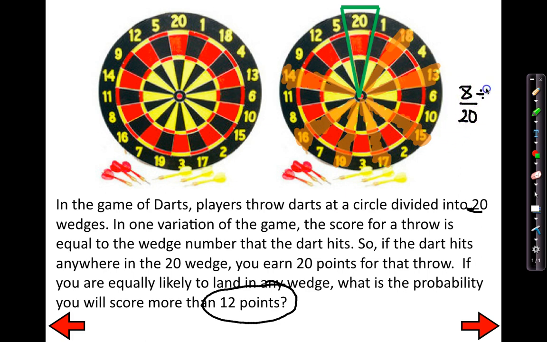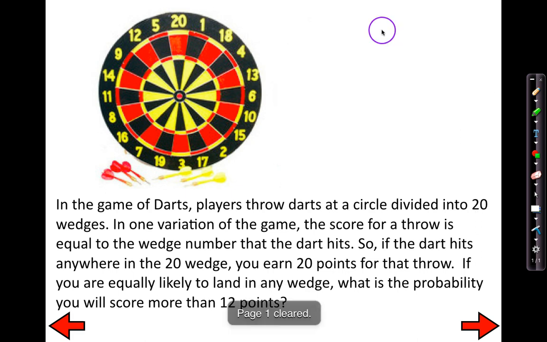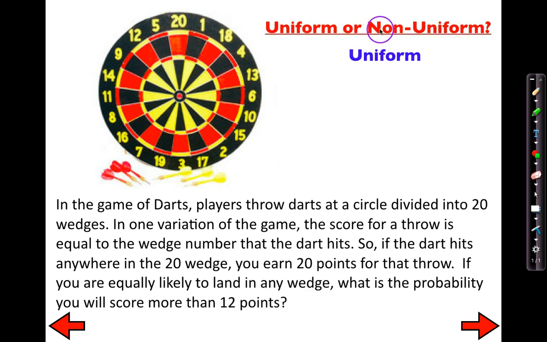We can reduce by 4, and that's going to give us a total of 2/5. So the probability that I'm going to score more than 12 points is 2/5 because there is a total of 8 wedges out of the total of 20 that will give me a score higher than 12. So real quick, this is a uniform probability. Why? Because each wedge is equal sized. One wedge isn't larger than the other, so it's equally likely for me to land on any of these wedges. So it is uniform. And again, that probability was 2/5.